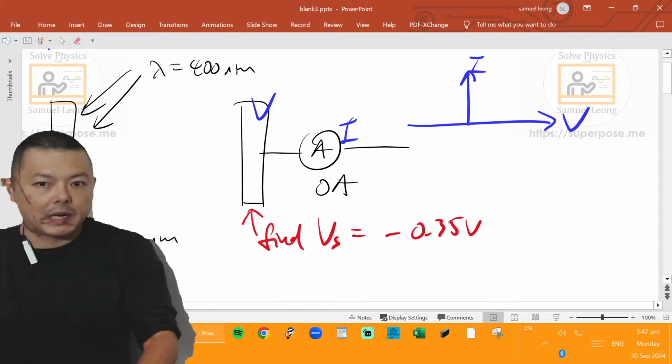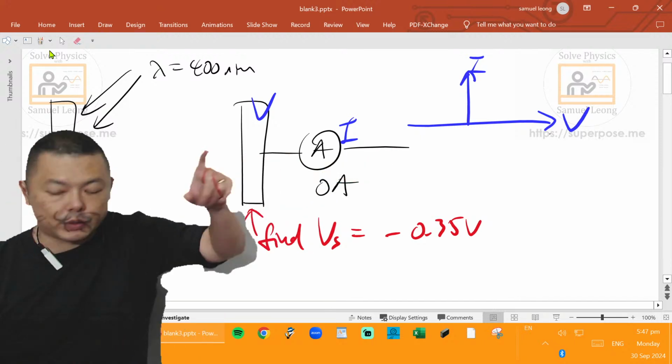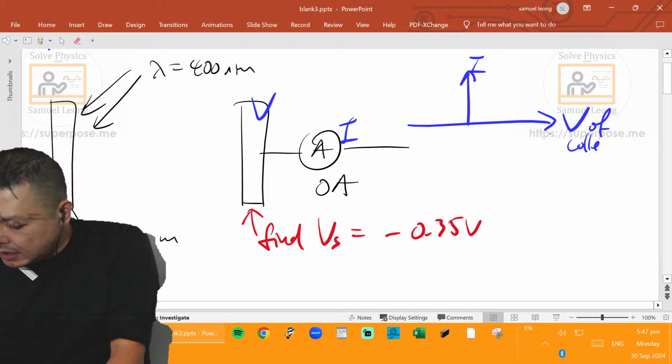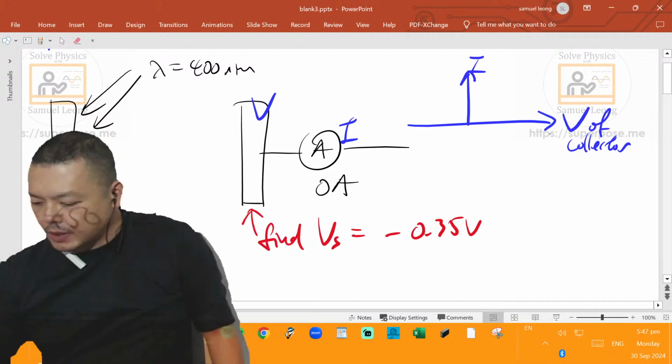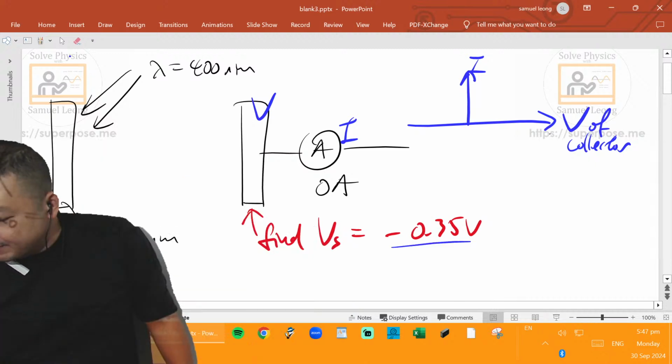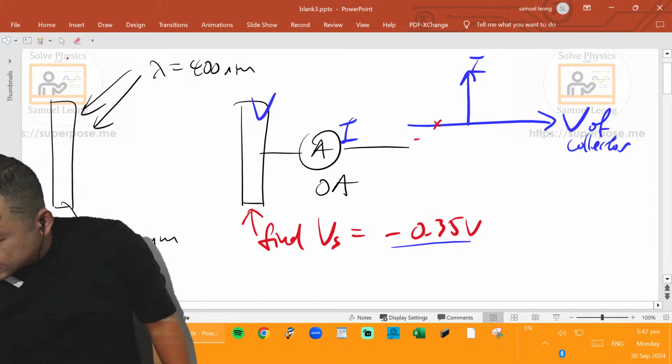So I'm going to ask you this. The x-axis is the voltage, so this is V of the collector plate. You don't usually write the whole thing down, so that's why it's hard to remember. What if the voltage is negative 0.35? That means I put negative 0.35 volts here like this.